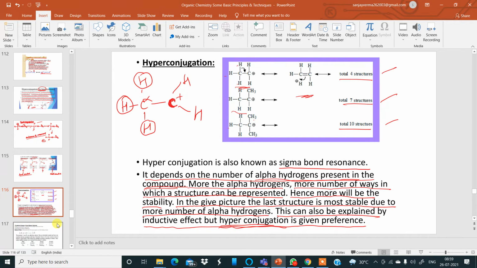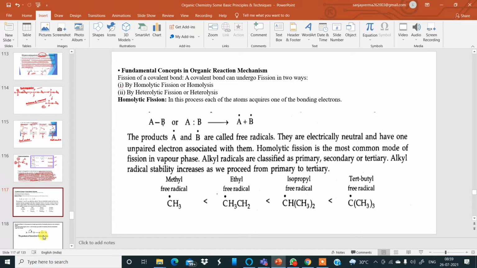Now, moving further to my next slide. Quickly, I revise whatever I have taught you till now. Here are the fundamental things in organic reaction mechanism. A covalent bond can undergo breaking in two ways. One is homolytic fission or homolysis. Another is heterolytic fission or heterolysis.